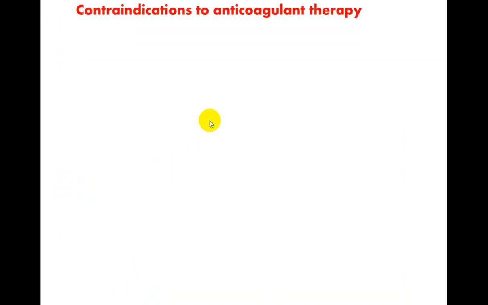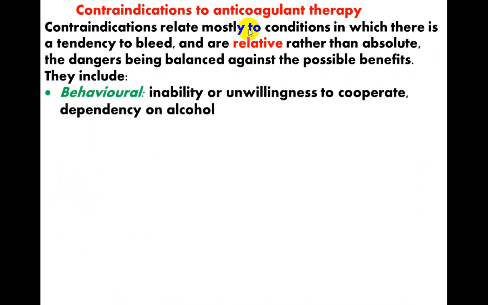What about contraindications of anticoagulant therapy in general? Most of the contraindications are relative contraindications. First, behavioral contraindications include inability or unwillingness to cooperate, and dependency on alcohol. This is one of the behavioral contraindications for anticoagulants.